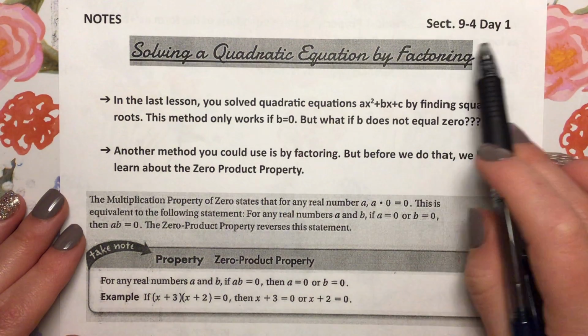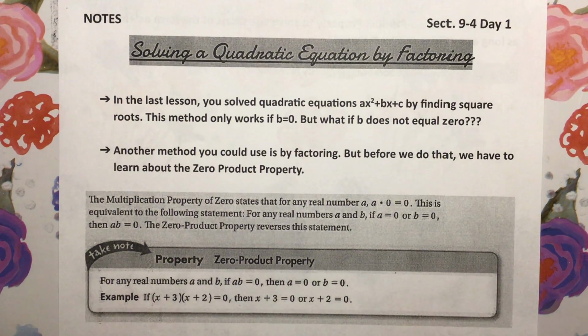We are in section 9-4, day 1. We are going to solve quadratic equations by factoring today. So in the last lesson, we were talking about how to solve by using square roots. That only works if b equals 0.